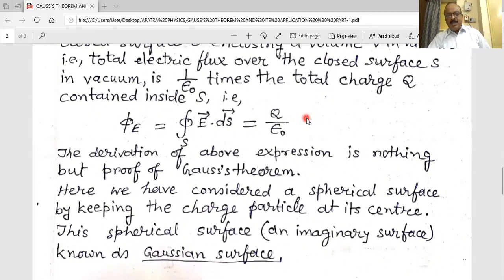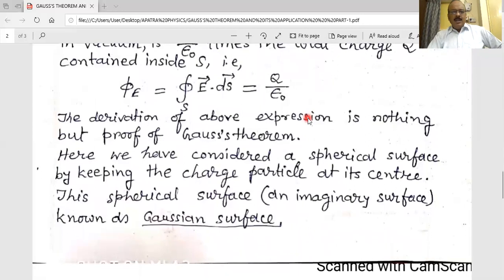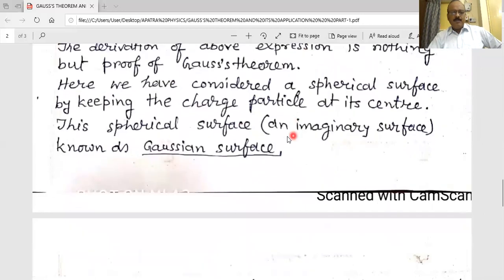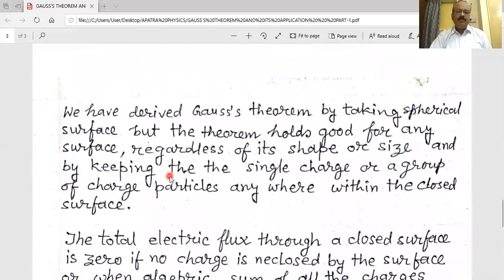Our topic is what Gauss's theorem is, what its proof is, and what the applications will be. The derivation of the above expression is nothing but the proof of Gauss's theorem. Here we have considered a spherical surface by keeping the charged particle at its center. This imaginary spherical surface is known as the Gaussian surface. We have derived Gauss's theorem by taking a spherical surface.